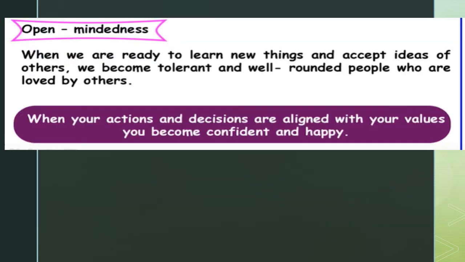Open-mindedness. When we are ready to learn new things and accept ideas of others, we become tolerant and well-rounded people who are loved by others. When your actions and decisions are aligned with your values, you become confident and happy. So, write down these points also in your exercise book.